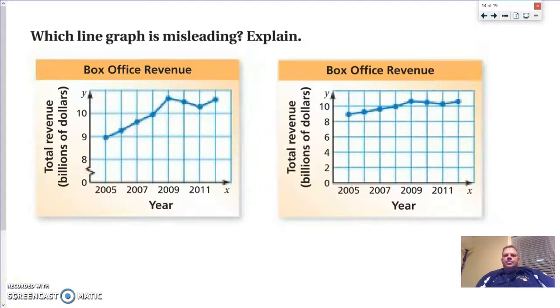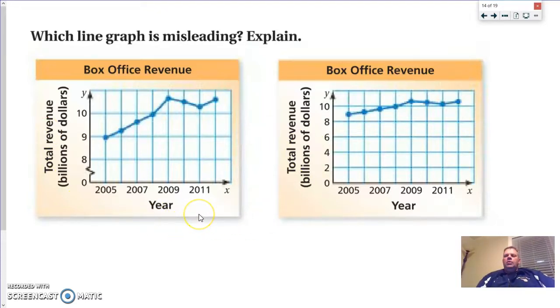Yesterday I mentioned to some groups that their graph was a little misleading. We talked a little bit about it, with the circle graph not having enough of the circle covered for something that was less than half. So these are both box office revenue for probably movie theaters. They have total revenue in billions of dollars on the side, and we have the years.